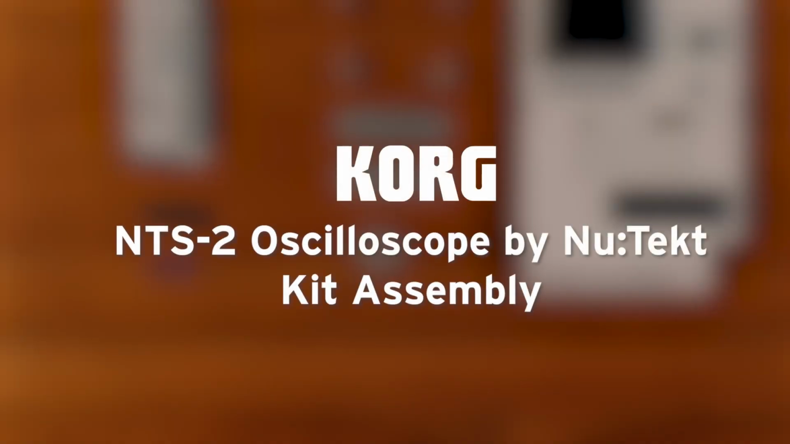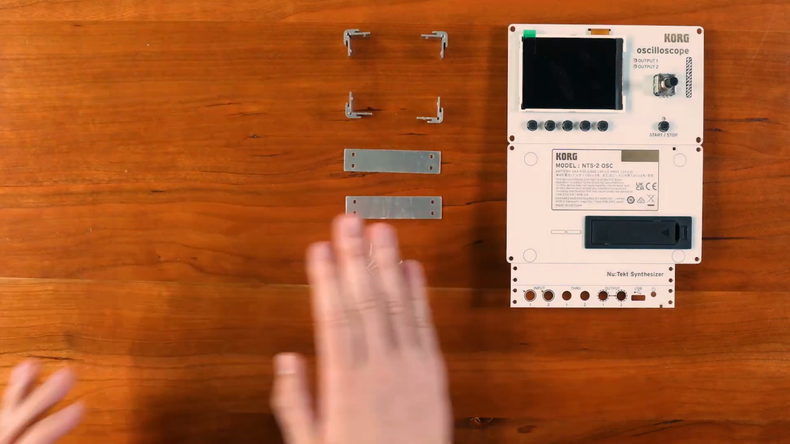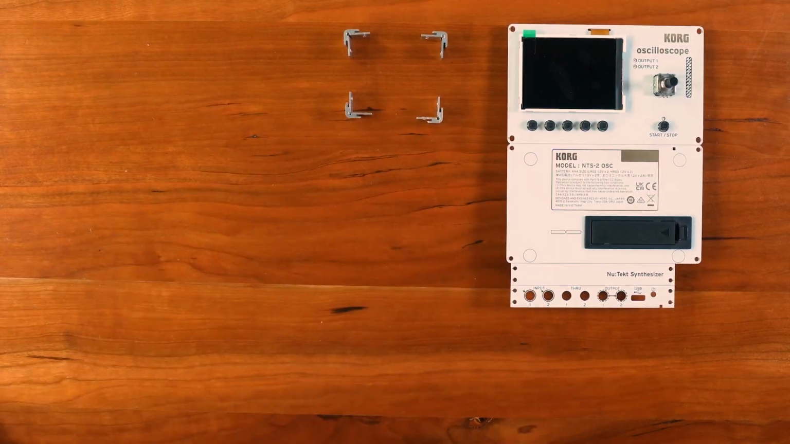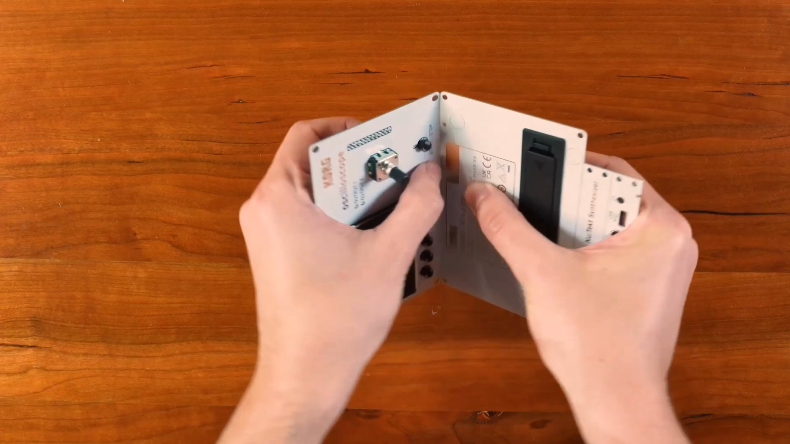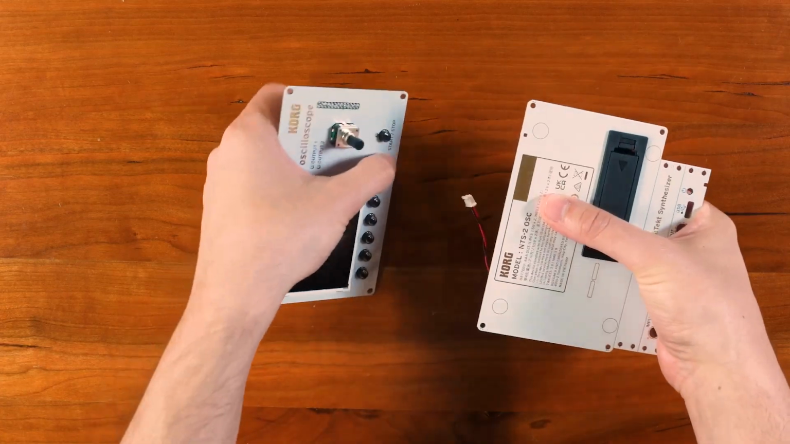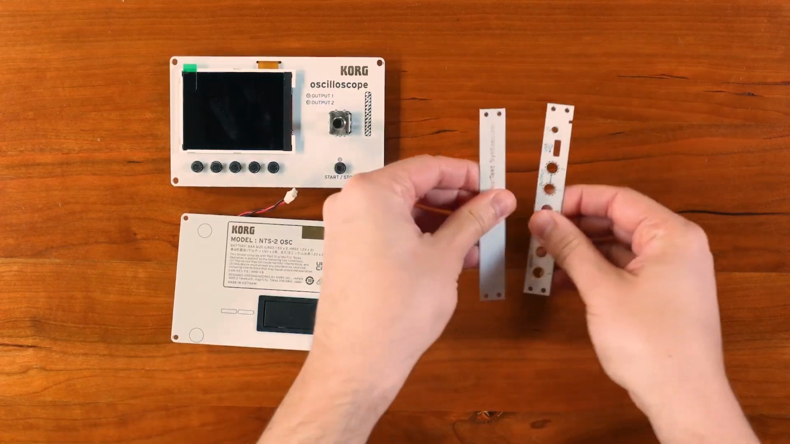Hi everyone, we're going to walk you through assembling the NTS-2 oscilloscope kit by NewTek. Take out all the parts from the box. You have everything you need to build your new NTS-2, including the screwdriver. No soldering is necessary. Start by breaking the PCB board. Separate the front, back, and side panels.